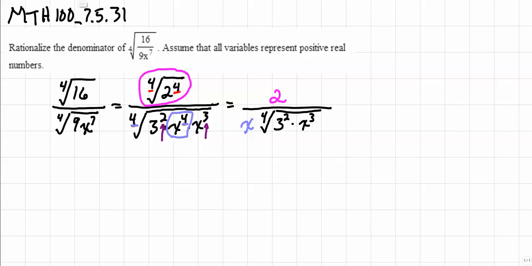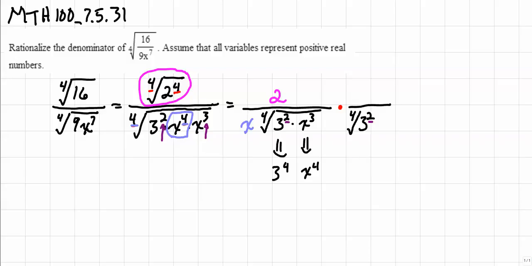So in order to finish rationalizing this, I'm going to multiply by a fraction where I create a 3 to the 4th power. Okay, that's what I need to end up with. 3 to the 4th power. And an x to the 4th power. Well, in order to do that, I will need to multiply by the fourth root of 3 squared, because the exponents must add up to 4.